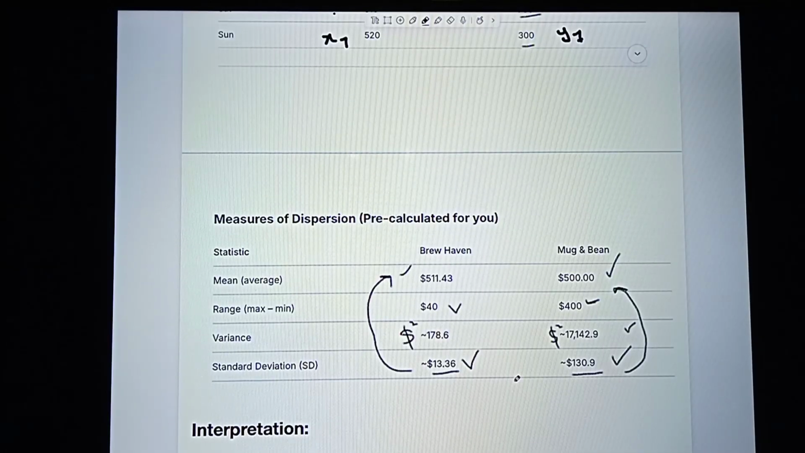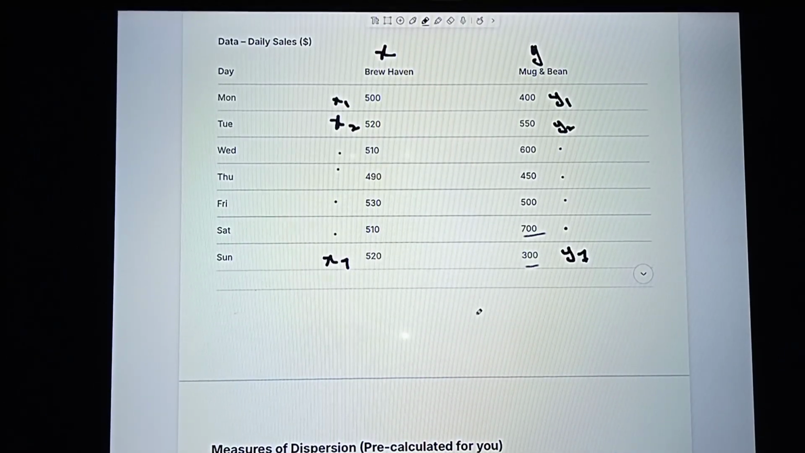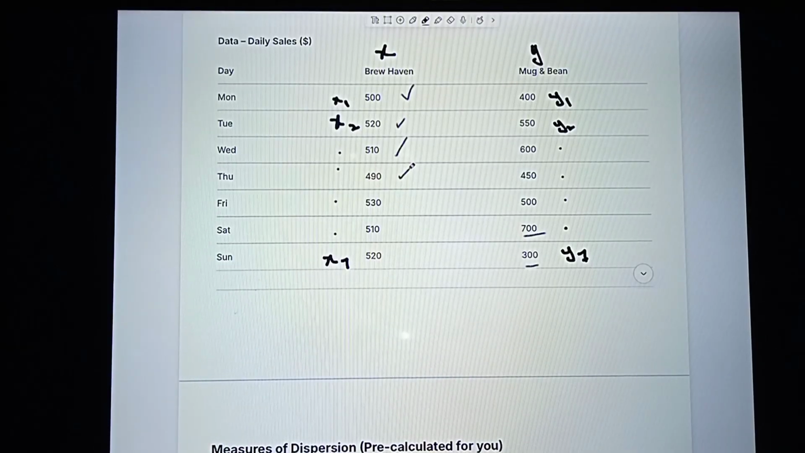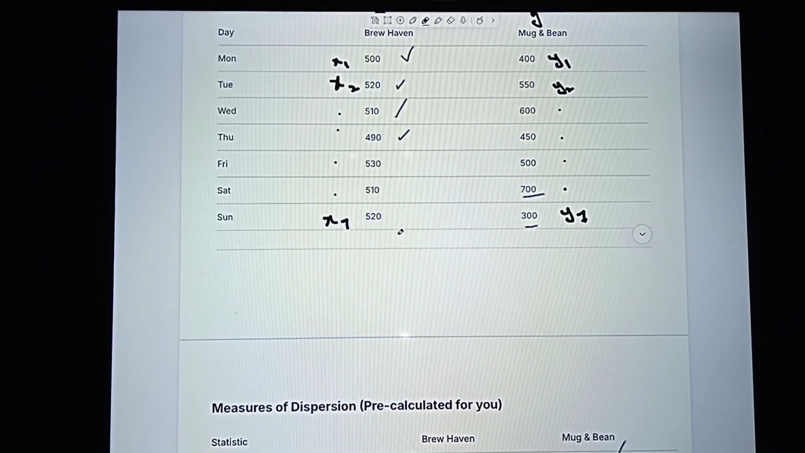Why is Breve Haven associated with stable cash flow? Because its sales are consistent. If you see Breve Haven's sales, these are its different sales, that is, one week of sales. These values are very close together. So income is predictable and budgeting is easier.